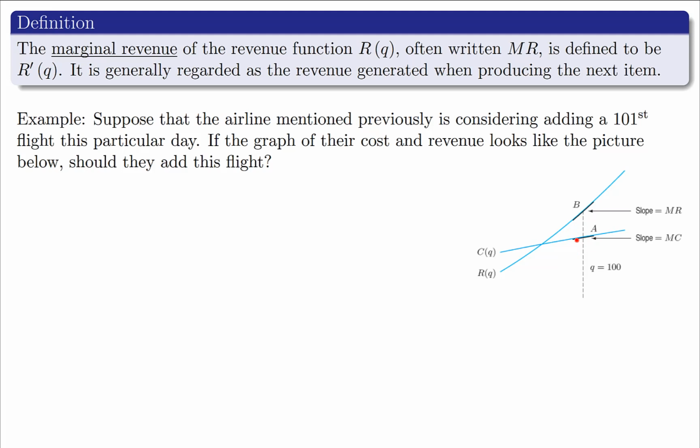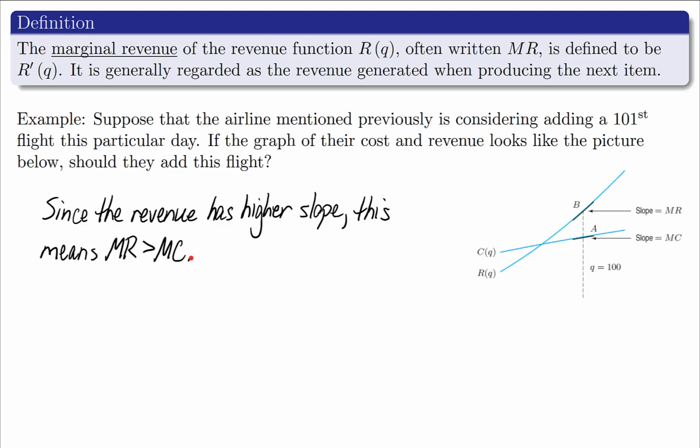Whichever one has the higher slope is the one that represents the bigger quantity. Notice that the slope representing the marginal revenue, or the slope of the revenue function in general, is the higher one in this case. Since the revenue has higher slope, this means marginal revenue is greater than marginal cost. So now let's interpret that. The marginal revenue is the revenue from the next item. The marginal cost is the cost associated with the next item. So in this context, that next flight, or the 101st flight, will bring more revenue than cost.